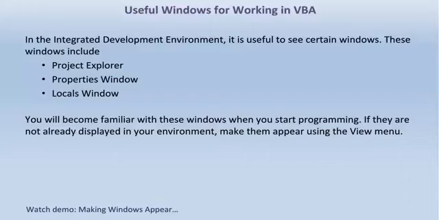Useful windows for working in VBA. In the Integrated Development Environment, it is useful to see certain windows. These windows include the Project Explorer, the Properties window, and the Locals window. You will become familiar with these windows when you start programming. If they are not already displayed in your environment, make them appear using the View menu.